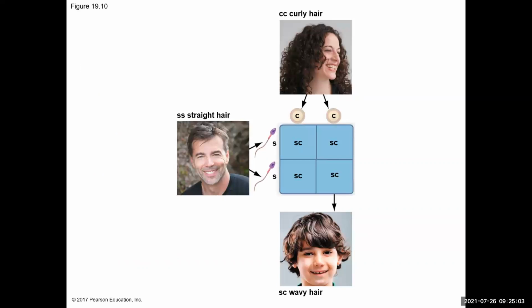And so here you see that if a straight-haired individual has offspring with a curly-haired individual, then all of their offspring will have that intermediate trait, which will be wavy hair.